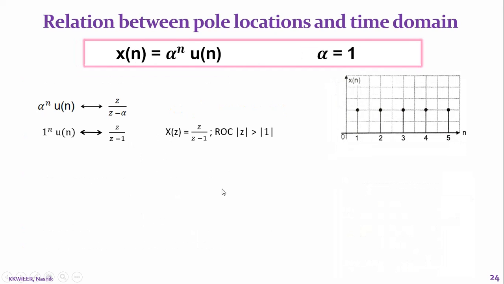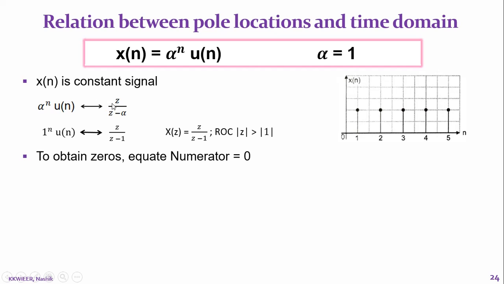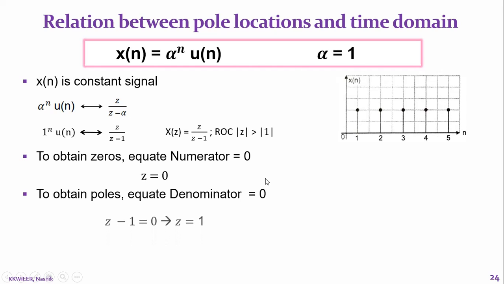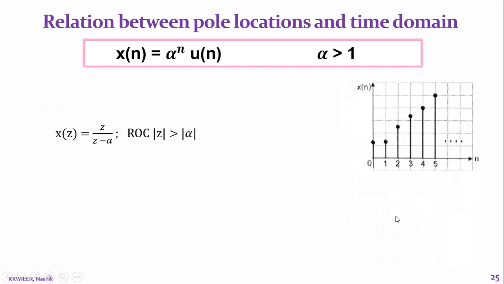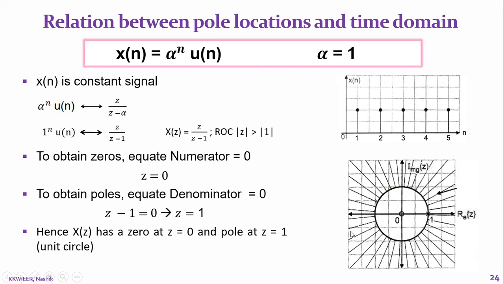Let us understand another example where alpha is equal to 1. That means x of n is a constant signal. In this case, to obtain zeros, again equate the numerator, z is equal to 0. Equate the denominator: alpha is equal to 1, so z minus 1 will be equal to 0. That means z is equal to plus 1. So X of z has a zero at z equal to 0 and a pole at z equal to 1. That means on the unit circle. So this will be the region of convergence.